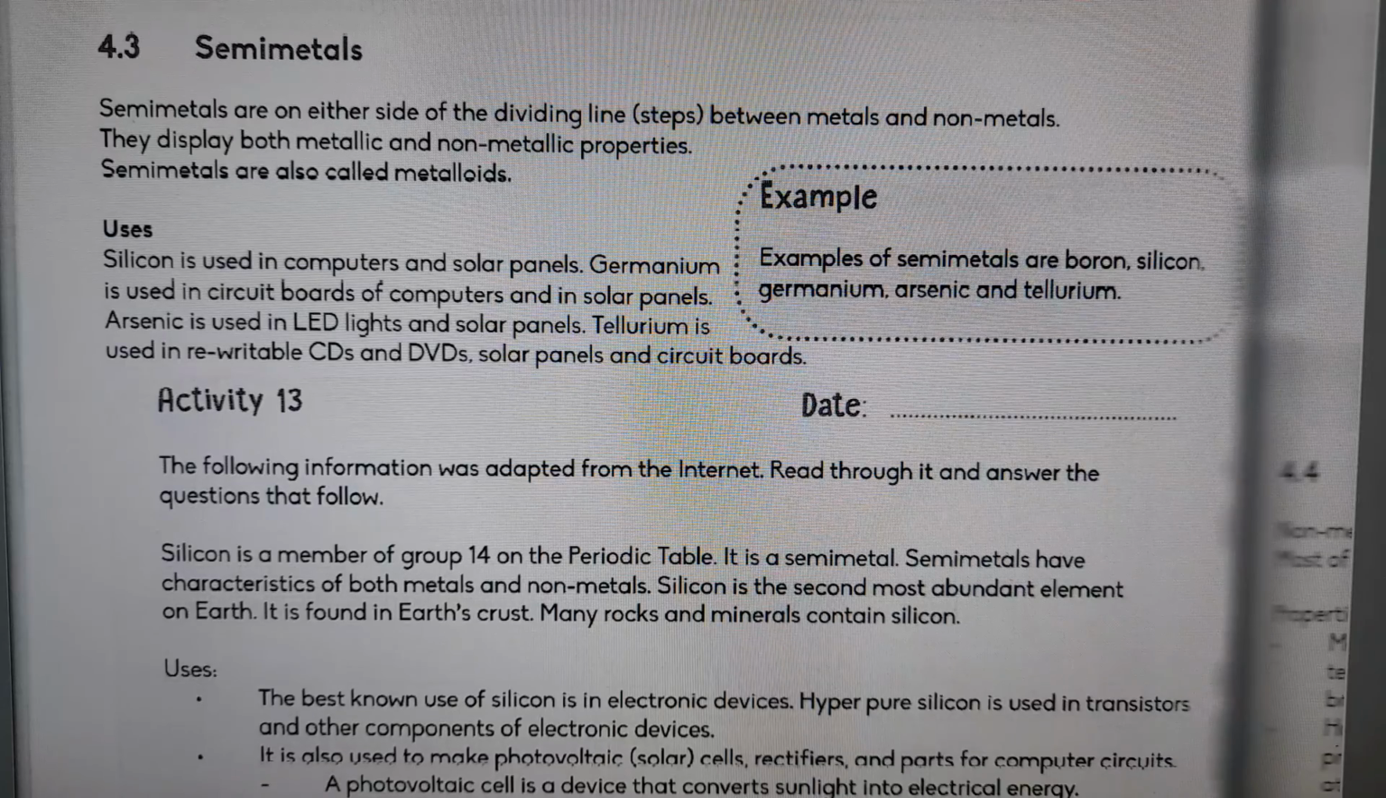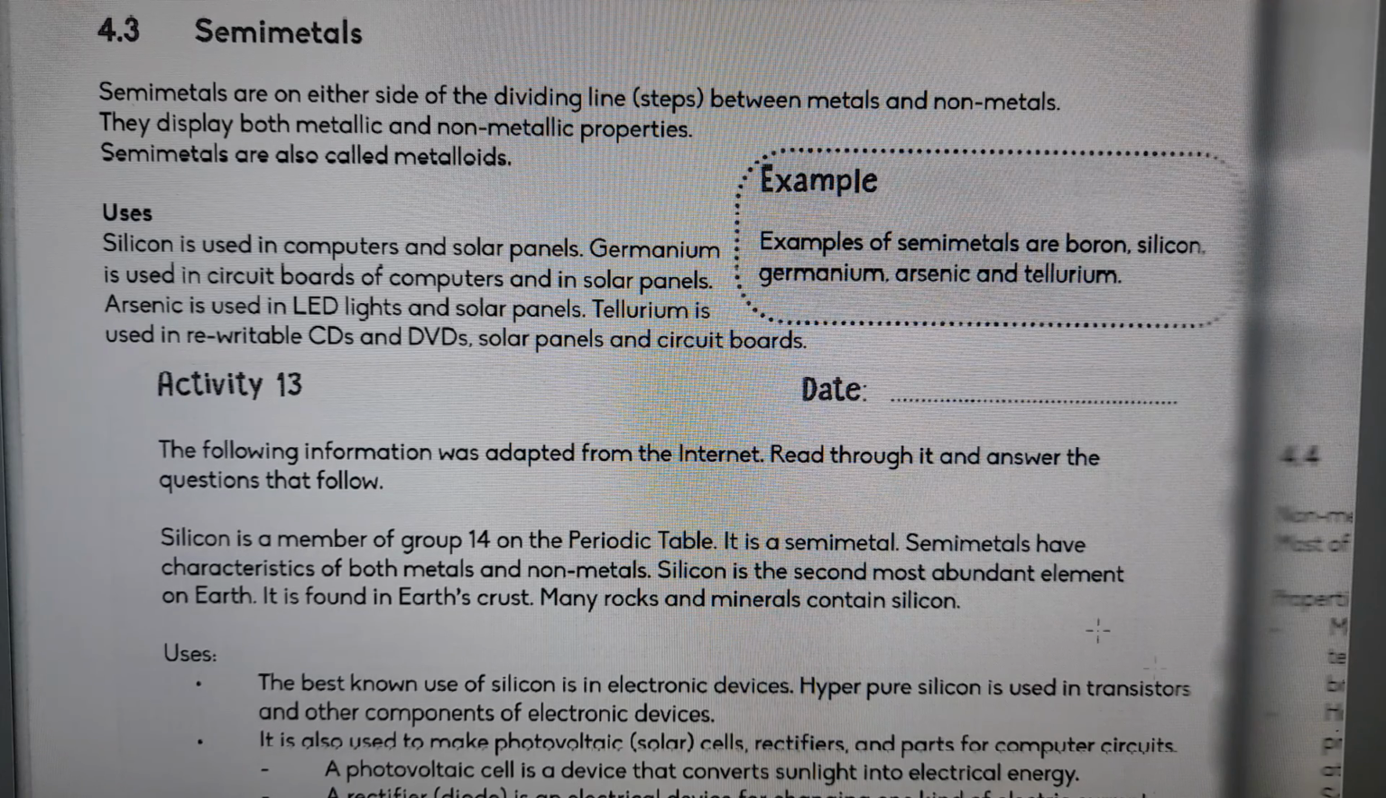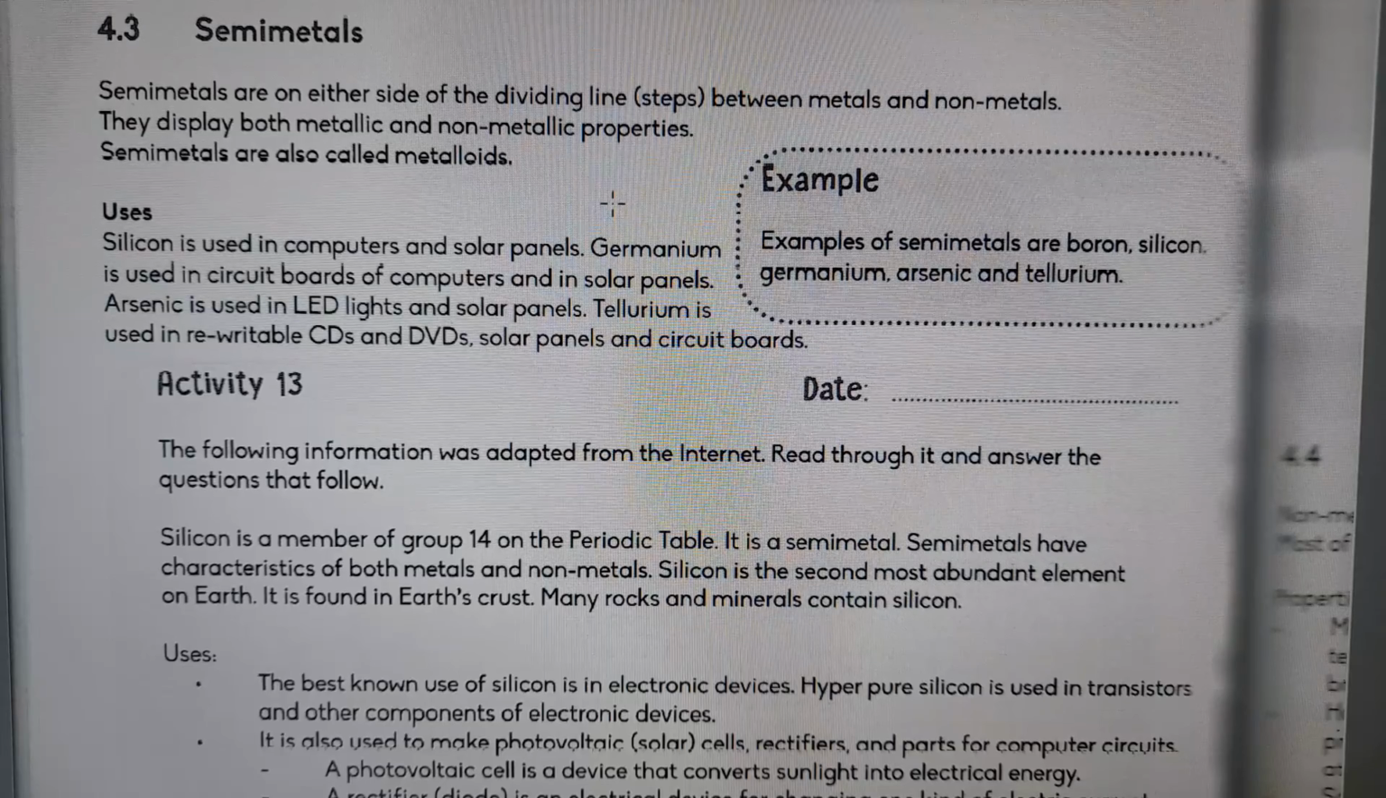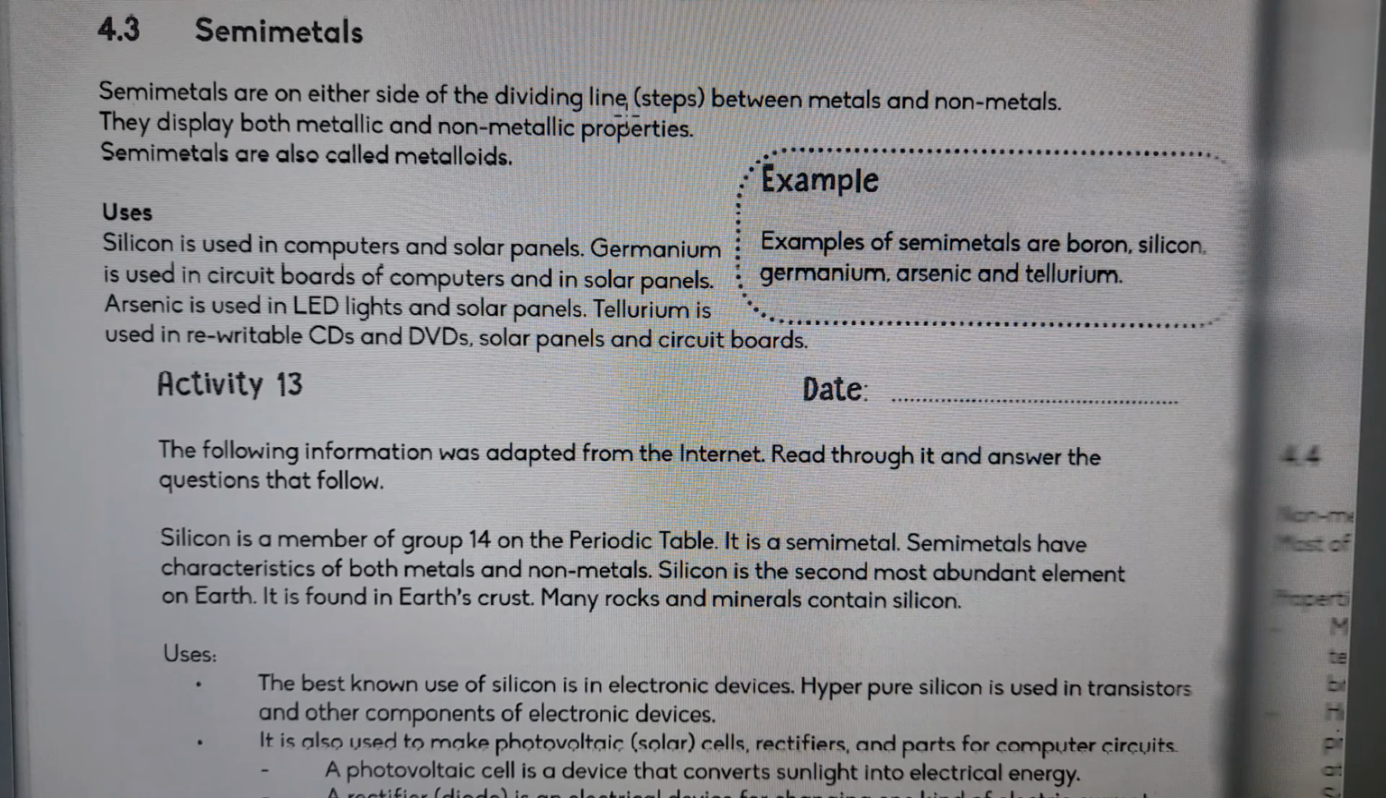And let's look at semi-metals. Semi-metals are on either side of the dividing line. You saw them, the white portion between the metals and non-metals. They display both metallic and non-metallic properties. Semi-metals are also called metalloids.